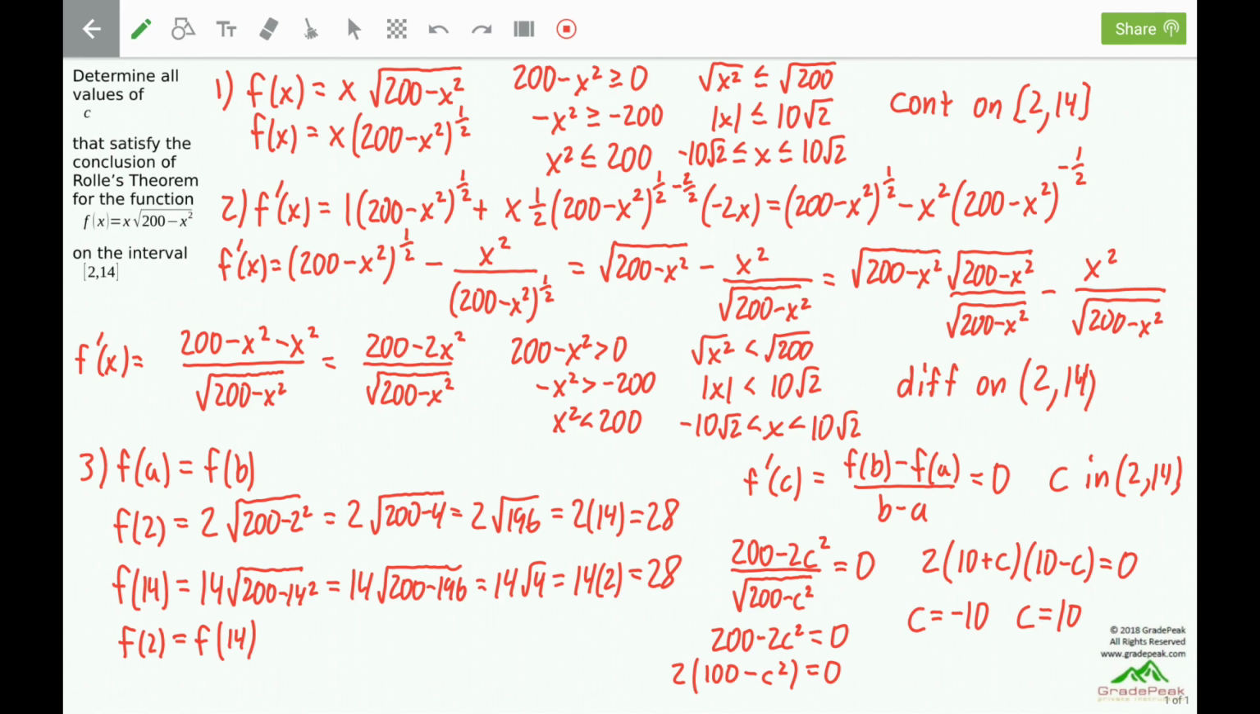We're guaranteed at least one c in this interval. We're going to want to determine whether both or maybe just one of them are in that interval by looking at how they compare to the interval. Well, the first one, negative 10, is not between 2 and 14, so it is not going to be included. The second one, c equals 10, is between 2 and 14. We will keep that one. And there is the value of c that satisfies the conclusion of Rolle's theorem for this function.